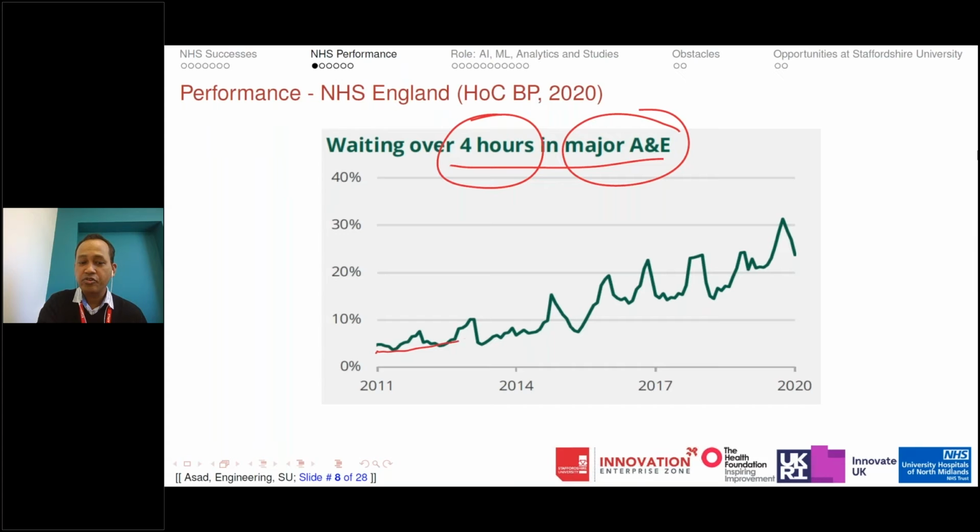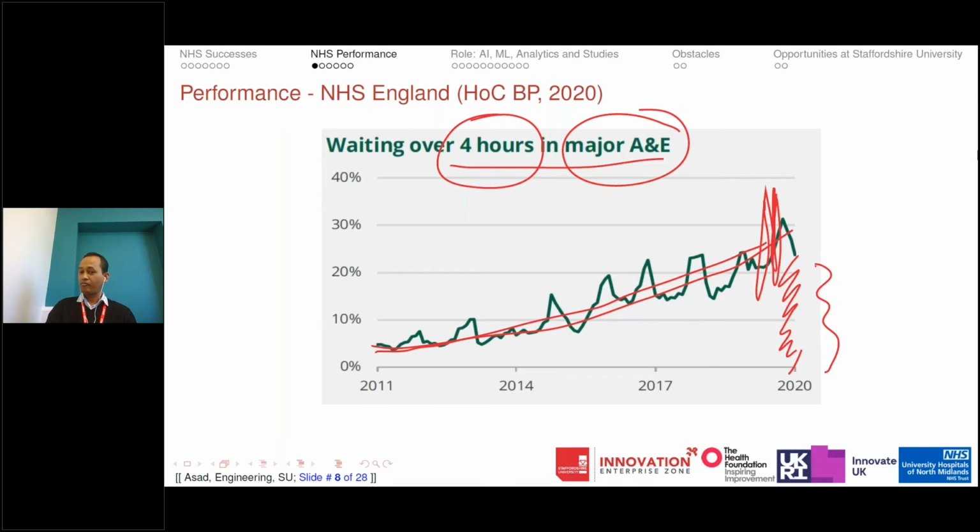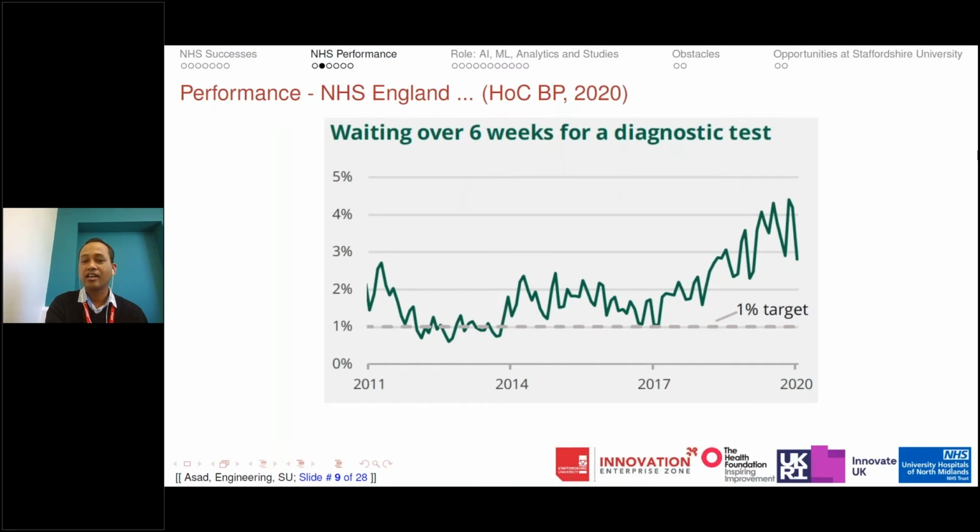And if you look at the trend over the past 10 years, well, let's not worry about this part, because COVID started, and things have become very complicated. So even up until here, if you look at the trend, the NHS is struggling to cope with the government's mandate. Very similar picture for diagnostic tests. If you look at the trend, it is increasing, so well below the target.